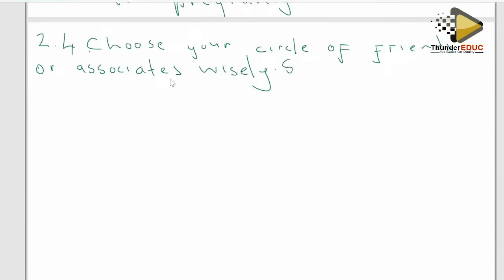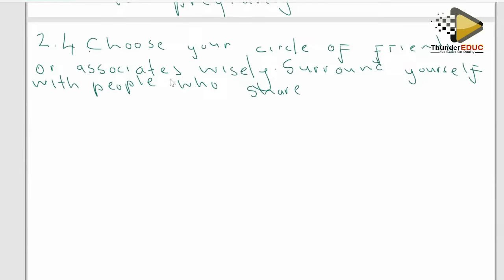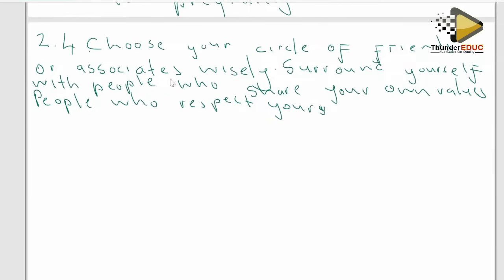So the first thing which we can say is you must surround yourself with people who share your own values, who respect your choices, and support your decisions.